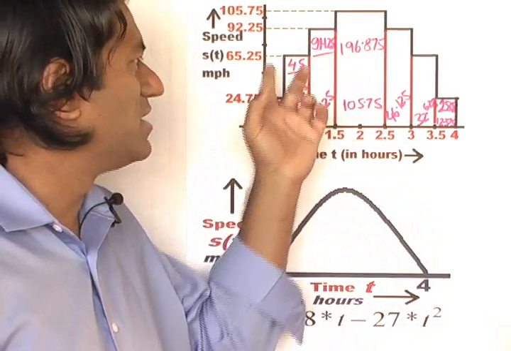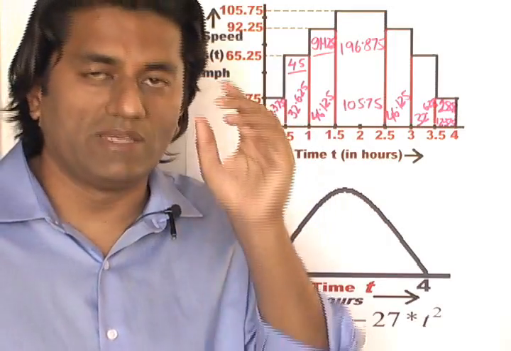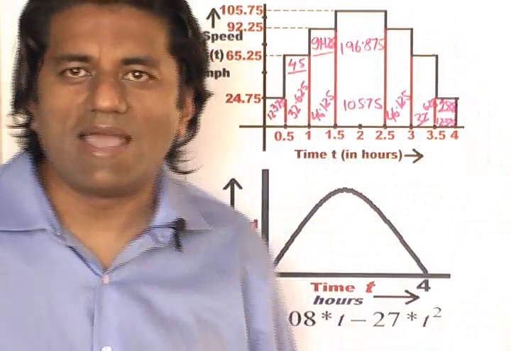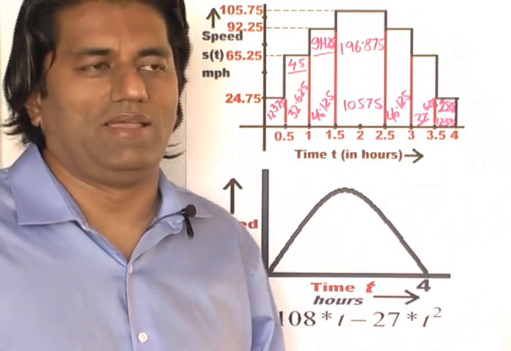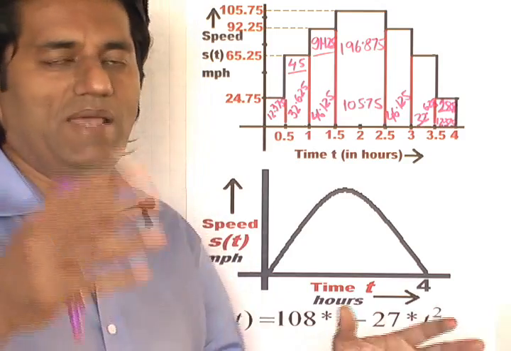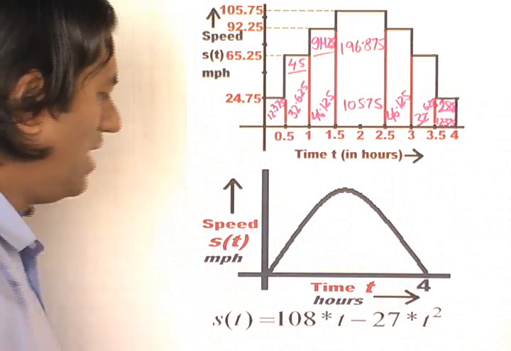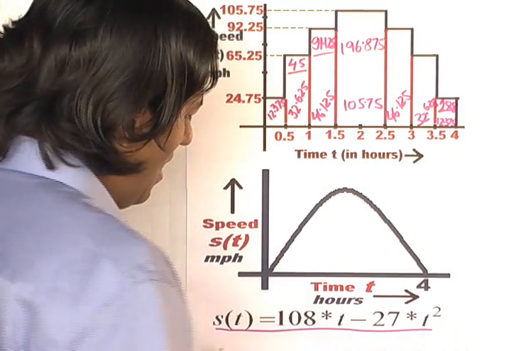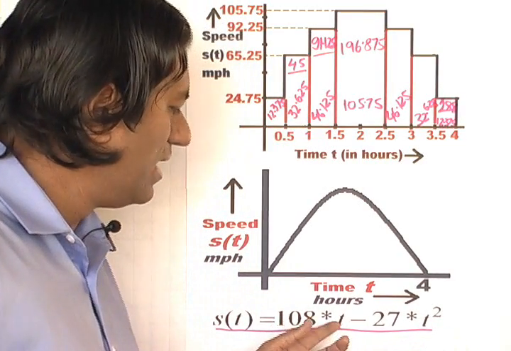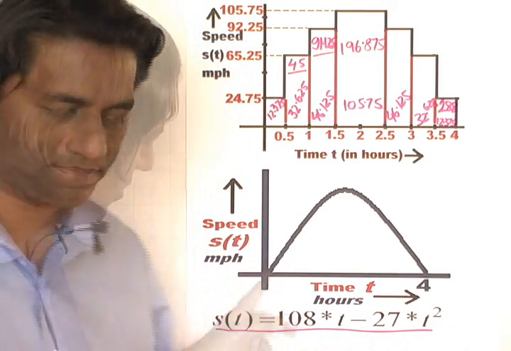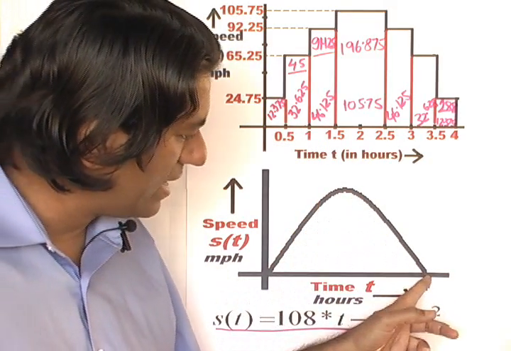These are still approximations. They're just giving me average speeds. I want the actual real speeds. And you say, okay, I'm going to give you the speed. I actually traveled according to an equation, and the equation was that my speed at any point in time was equal to 108 times time minus 27 times time squared. Your speed kept increasing, and then it went down.